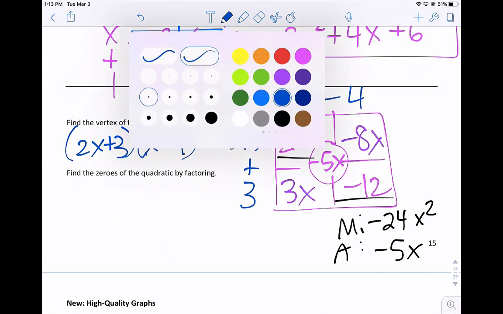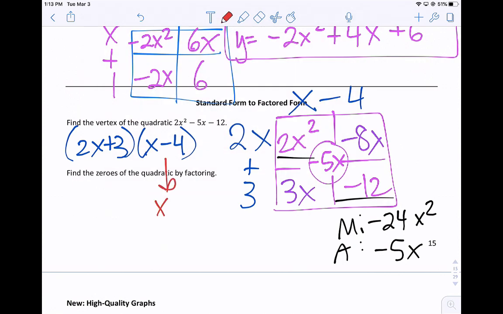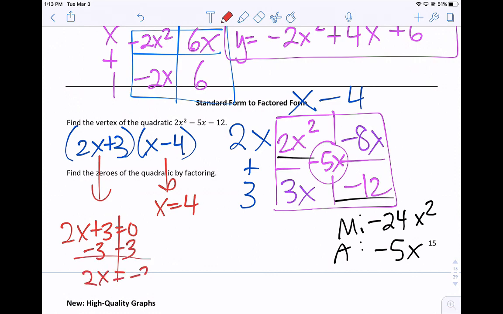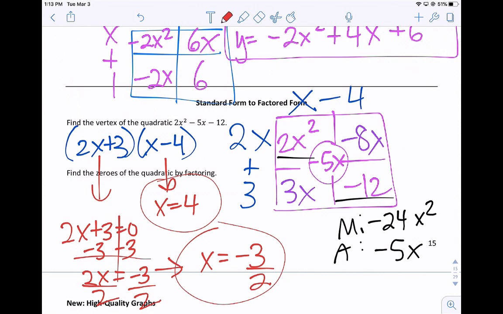The zeros are the opposite of the factors, so one of them is pretty easy. It's just 4. The other one, if you don't know, make an equation. 2x plus 3, set that equal to 0, and we'll solve. We'll subtract 3 from each side. We get 2x equals negative 3, and divide each side by 2. And so x would be negative 3 halves, or negative 1.5. So those are the zeros.